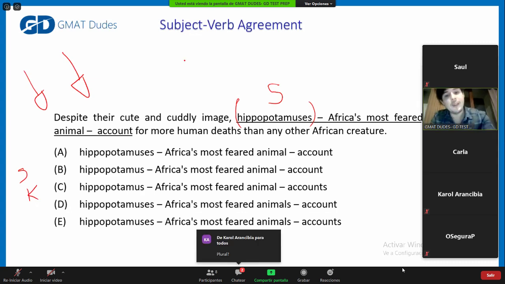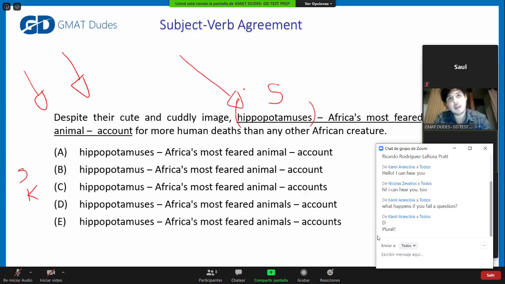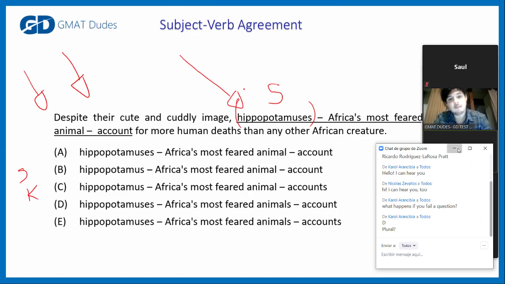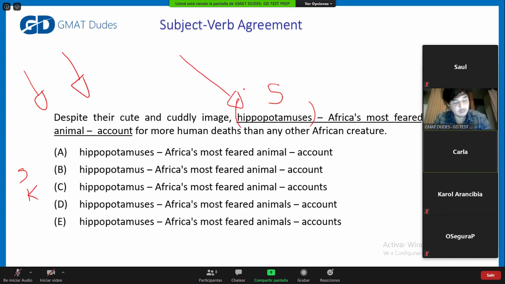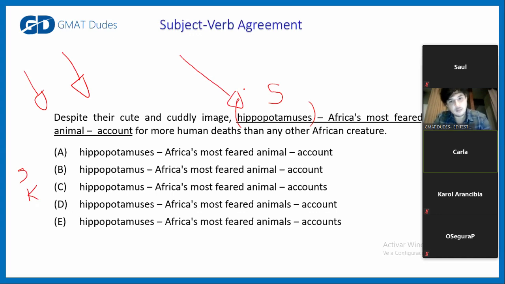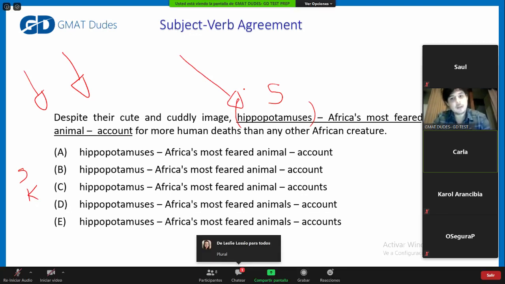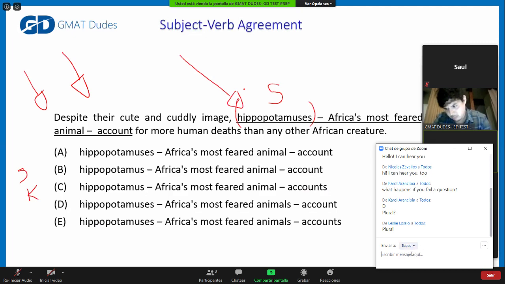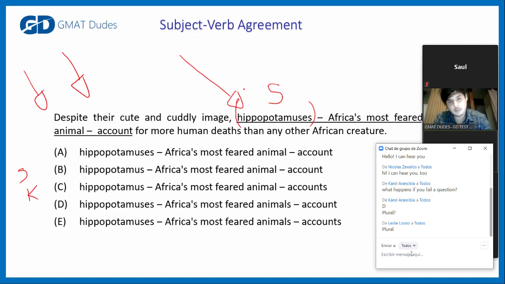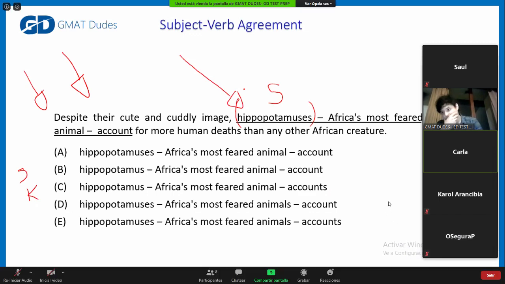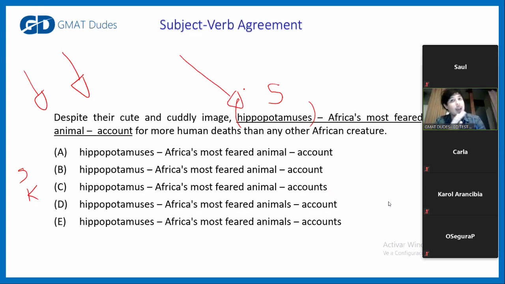Good. But what do you think about this one in particular? In particular, I think it's singular, and that's why I think it's letter C. Maybe it's because you don't talk about all the animals together. You just talk about this specific type, the one single hippopotamus that tries to explain the collection of all these kinds of animals. So with one, you can explain how all these animals work or operate, or something particular. In this case, they are the most feared.